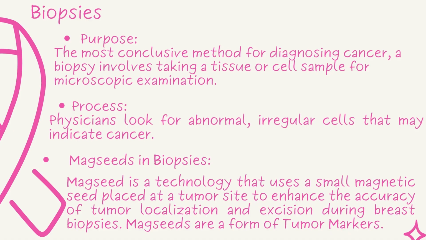One intriguing tool used in biopsies is the mag seed. This small magnetic seed is strategically placed at the tumor site to enhance the accuracy of the tumor localization during breast biopsies. Think of it as a GPS for tumors, ensuring we stay on the right track.